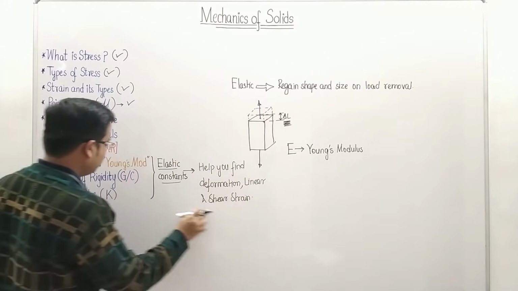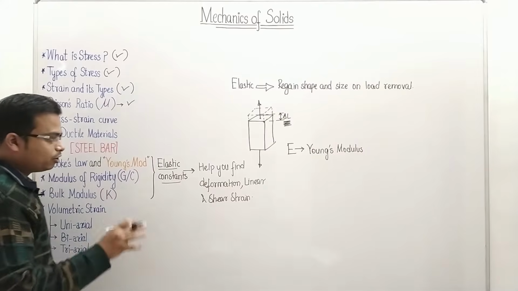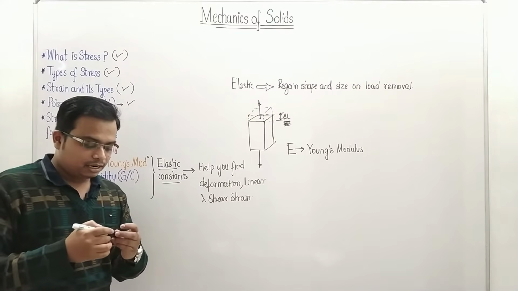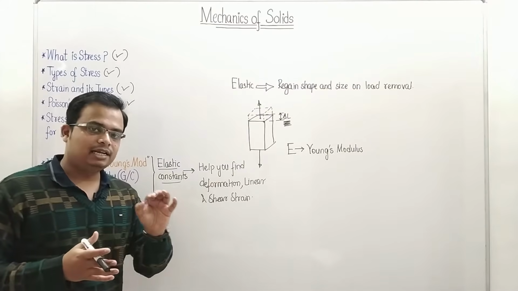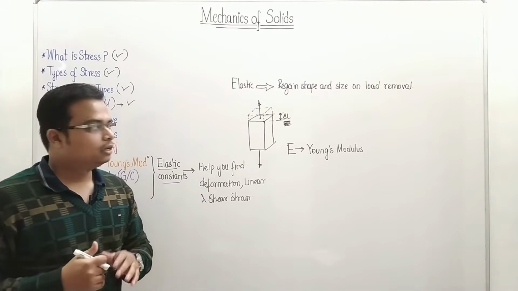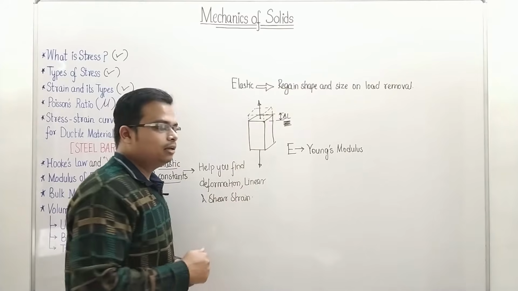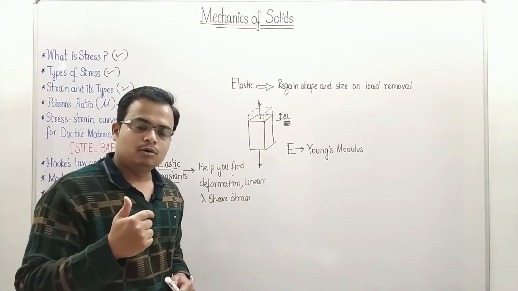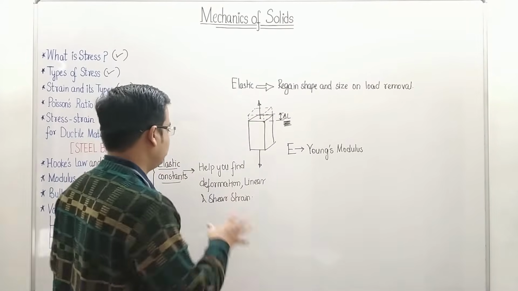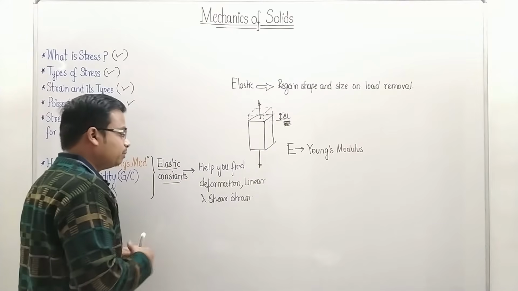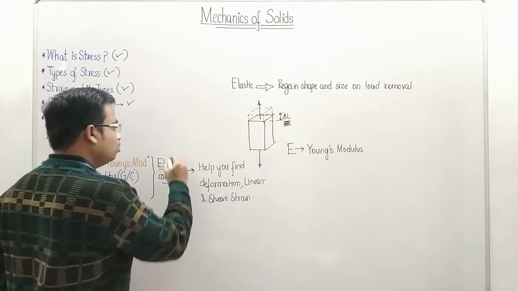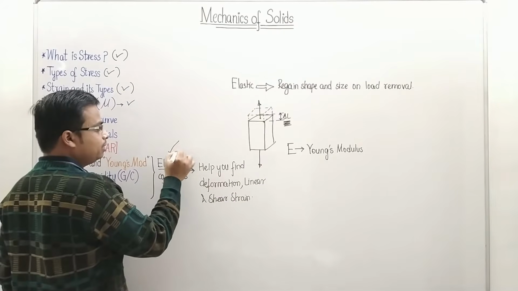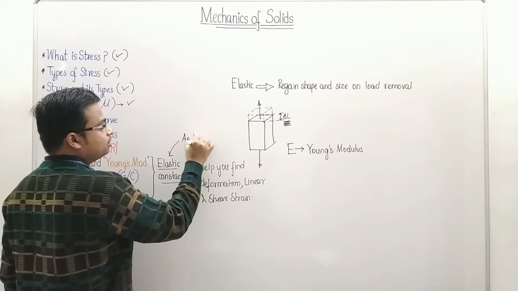What exactly is that? We'll come to know in modulus of rigidity, but for now you can just say that the elastic constants help you to judge and mathematically calculate the change in deformation. That deformation may be axial, that deformation may be lateral. All the things can be worked out pretty easily with the help of these elastic constants. But remember, the analysis that we'll do will be valid as long as the material stays elastic.